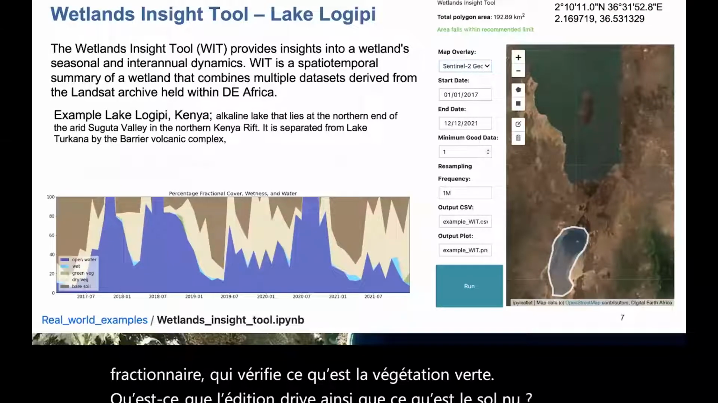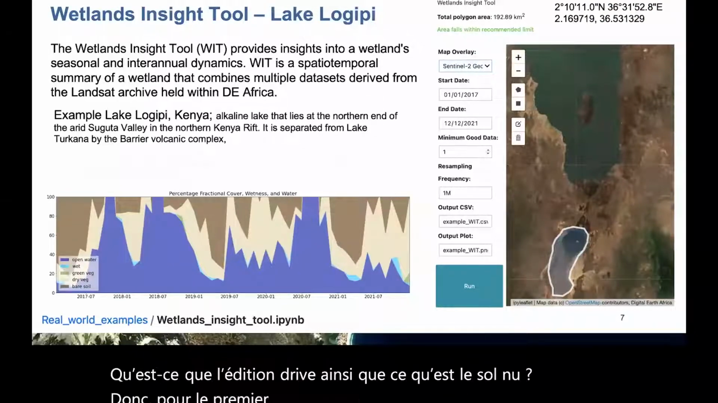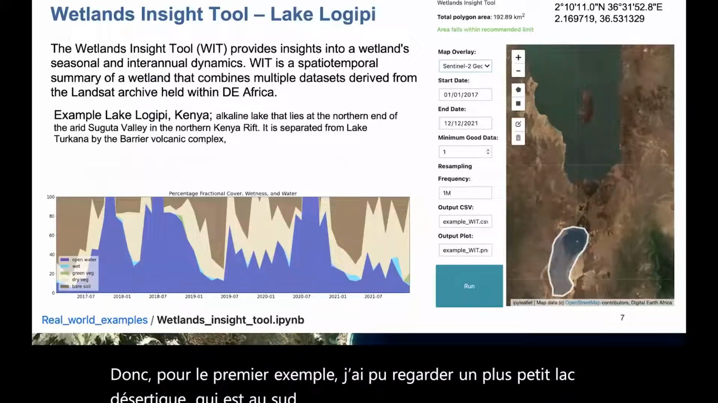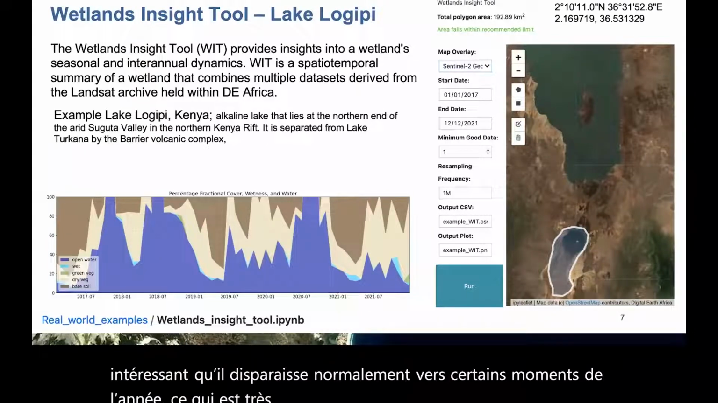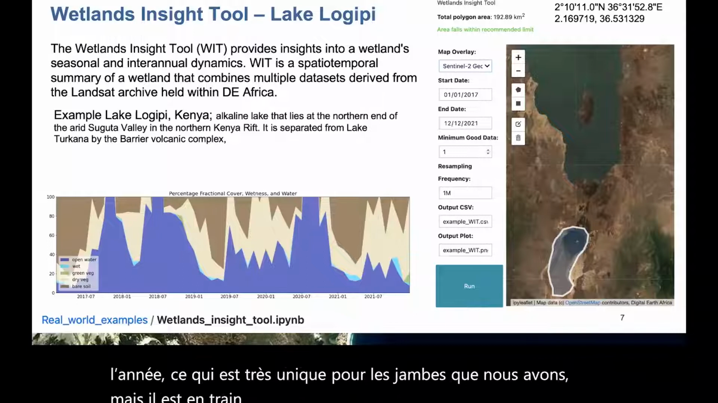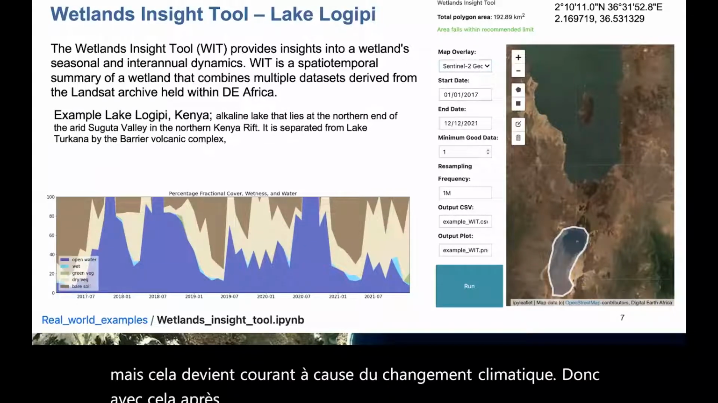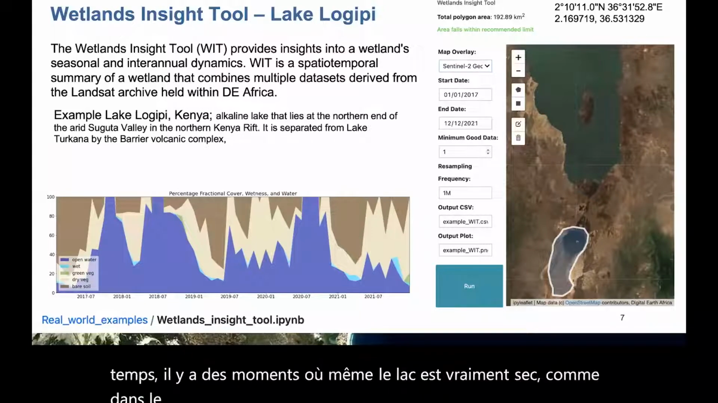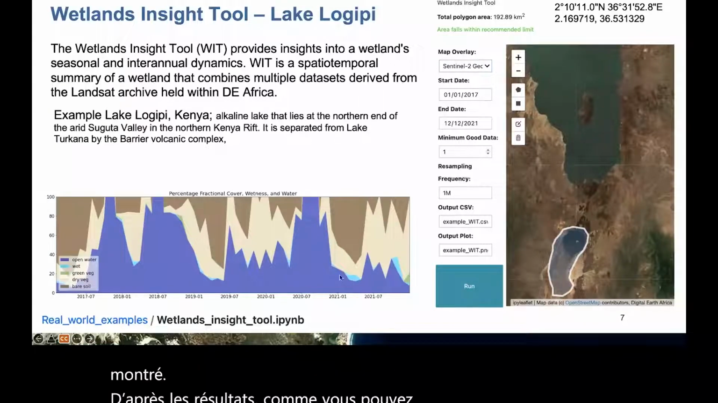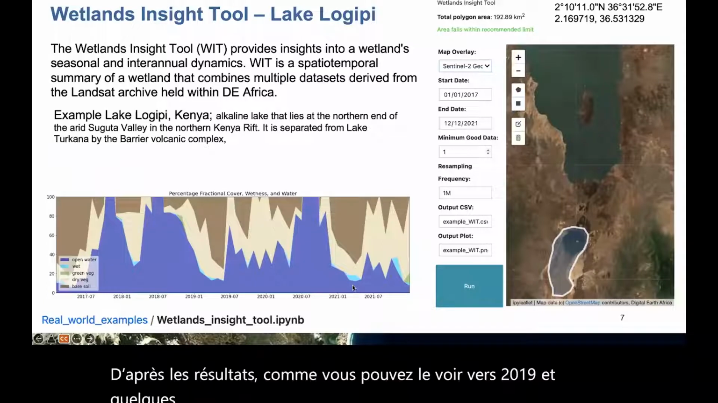So for the first example, I was able to look at a small desert lake, which is south of Lake Turkana in Kenya, which is very interesting in that it normally disappears around some points of the year. This is very unique for some of the lakes that we have, but it's becoming common because of climate change. So after running the tool, I was able to see that over time there are times when the lake is really dry, like the case of Lake Ngami in the Okavango. And it can be shown from the results, as you can see, towards 2019 and some peaks towards 2021, which is a very interesting tool.